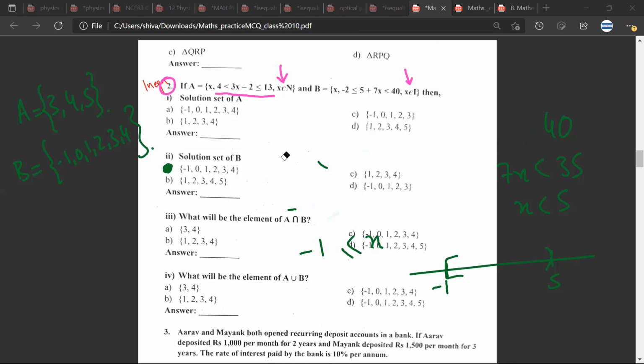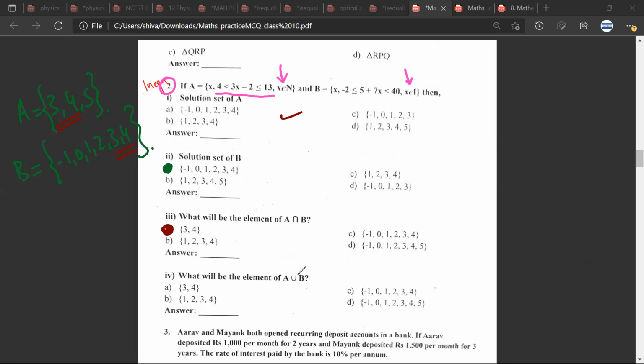And then what we need is the elements of A intersection B. A intersection B means that we need the elements which would be in A as well as B. And because we don't agree with any of the parts given here, our answer would differ. A intersection B for us would be 3, 4. Mr. CB, is it correct? Yes, sir. So it would be A part.